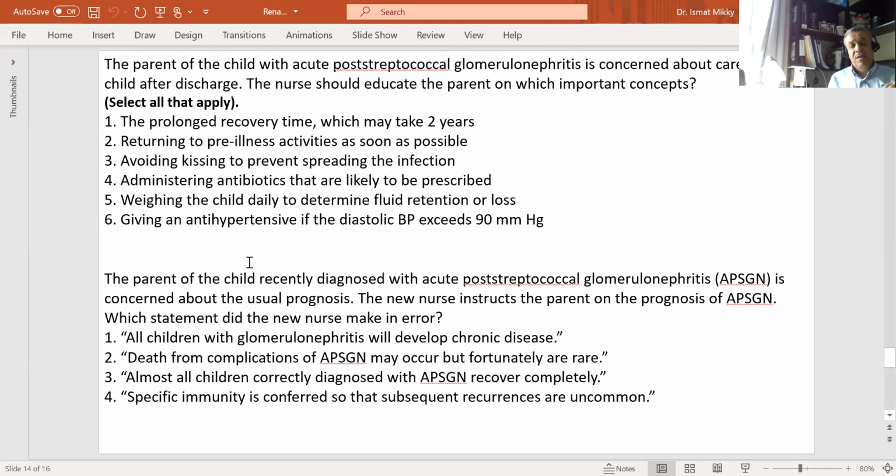So specific immunity is conferred so that subsequent recurrences are uncommon in acute post-streptococcal AGN, and this statement is correct as well.